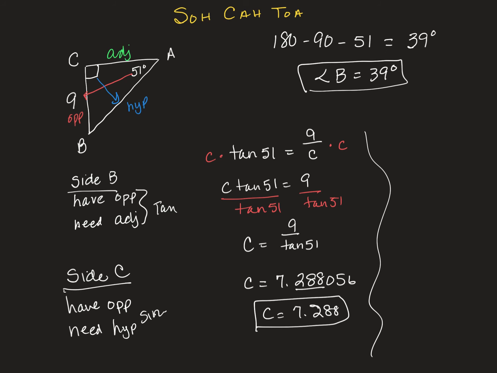Let's do side C. We said that was sine. So sine of 51 is opposite, which is 9, over the hypotenuse, which is B. No, I take that back. C. What did I do C for? I think I have my sides labeled wrong. Let me fix that. I'm not having a great day today, guys.